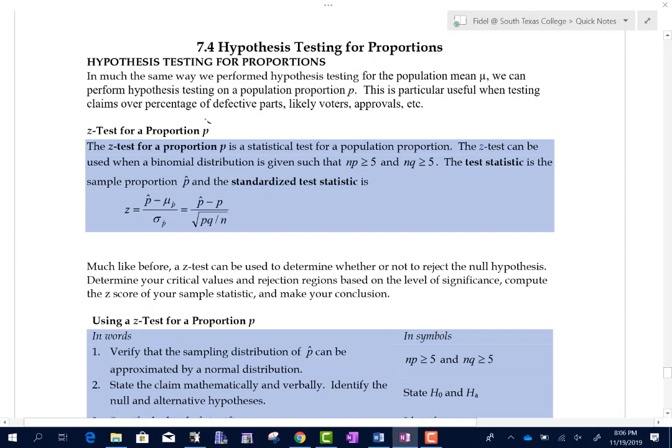Okay, so here is one of the important parts. It's my z-test for a proportion p, and it says a z-test for a proportion p is a statistical test for a population proportion. The z-test can be used when a binomial distribution is given, and it's just saying that n times p is greater than or equal to 5, and n times q is greater than or equal to 5. The test statistic is the sample proportion. Remember, guys, we call that p hat. And the standardized test statistic is given to us using this little formula right here.